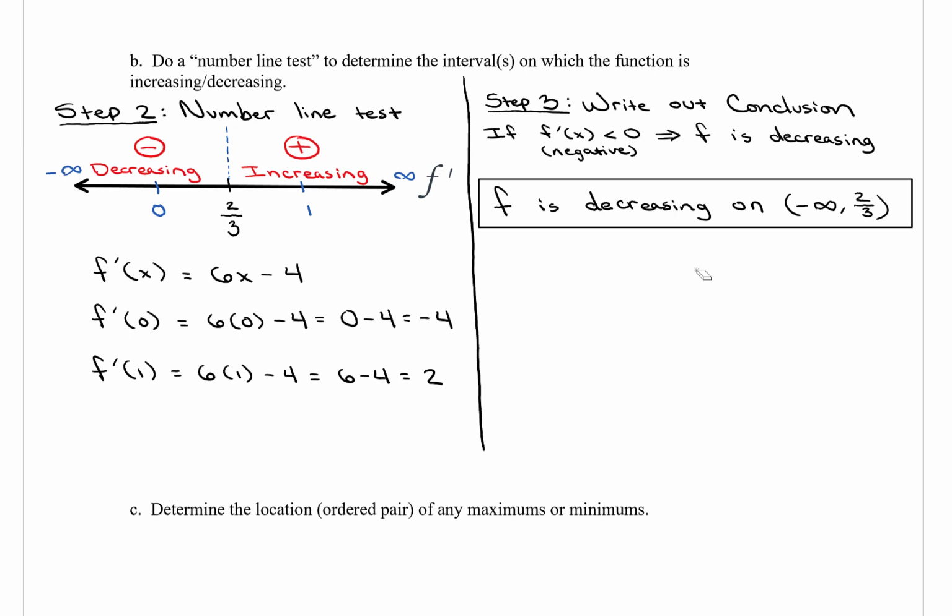Next, underneath that, I'm going to write down if f prime of x is greater than 0, that means it's positive, then this means that f is increasing. So for my answer, I'm going to write here f is increasing on the open interval from 2/3 to infinity, and I'm going to box that in.